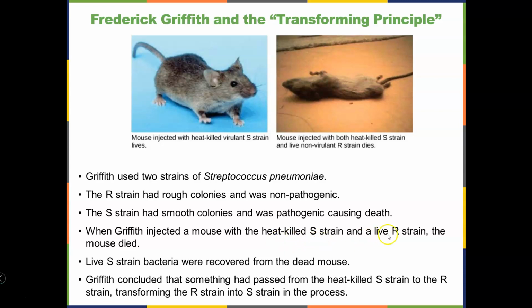And then he mixed that with live R strain bacterial cells. That mixture, when injected into a mouse, caused the mouse to die. So the R strain, even though non-pathogenic, was somehow converted into a pathogenic form, and the hypothesis is that it's some agent that was present in the S strain of the Streptococcus pneumoniae.